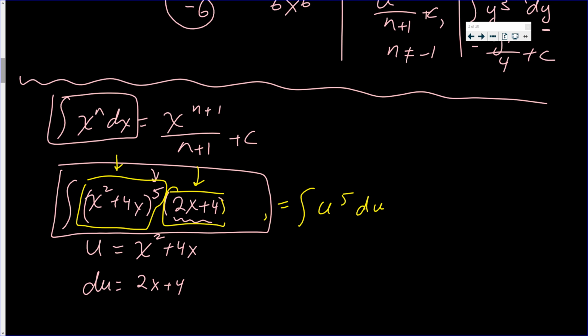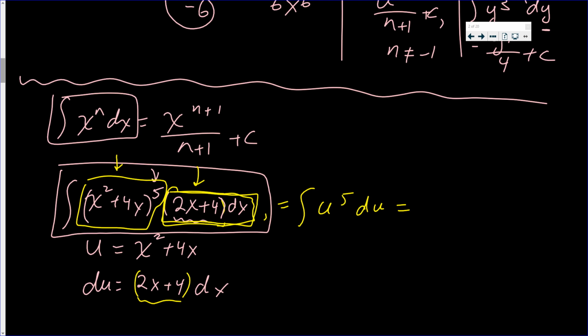Every piece has to be accounted for. Not most pieces, not some, all. Well, your error is here. Du does not equal 2x plus 4, but rather it equals 2x plus 4 dx. So this whole piece is du. Now I accounted for everything. And this is a simple integral. It's u to the 6th over 6 plus c.